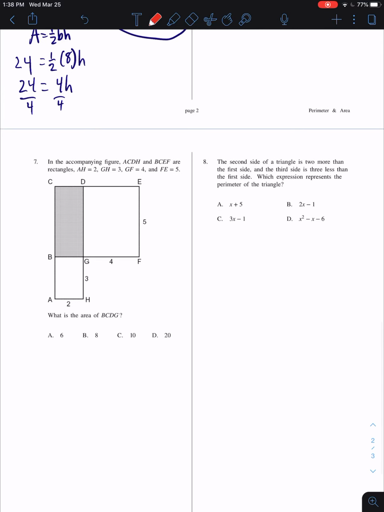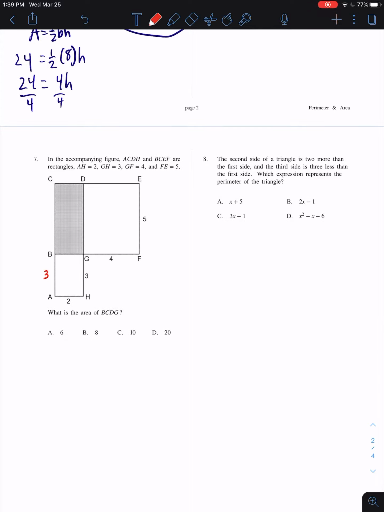All right, number 7. We've got some numbers here, and they want to know the area of BCDG. That's the shaded area there. By telling us that these are rectangles, they want us to use the properties of a rectangle, meaning that this is 3, that is 2, this is 4, and this is 5. With that 2 and that 5, we can now find the area of that shaded region, and it's just going to be length times width.